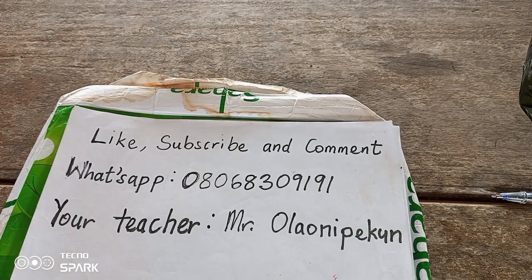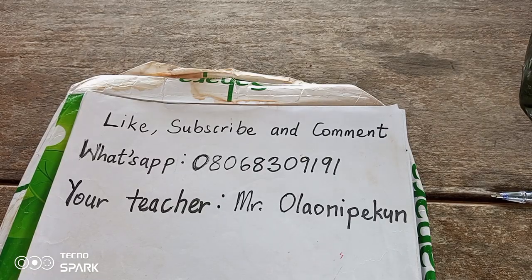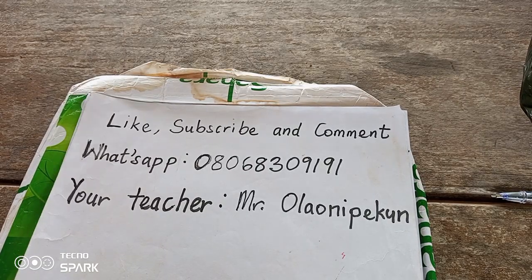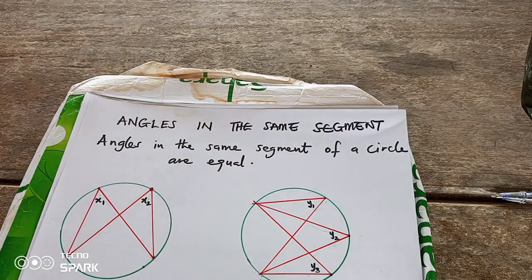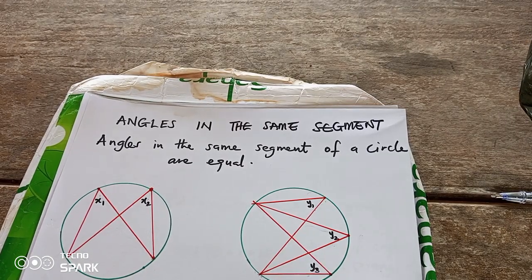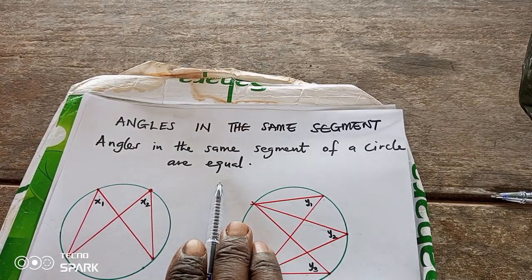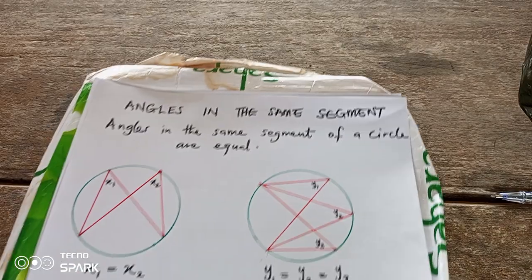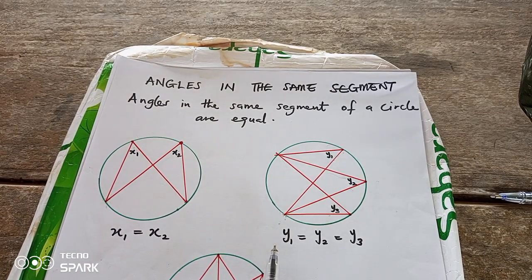Good day, students. Today we are still on circle geometry. We are moving to another rule which says angles in the same segment. So angles in the same segment of a circle are equal. To be able to use this rule, you should be able to identify what we mean by angles in the same segment.